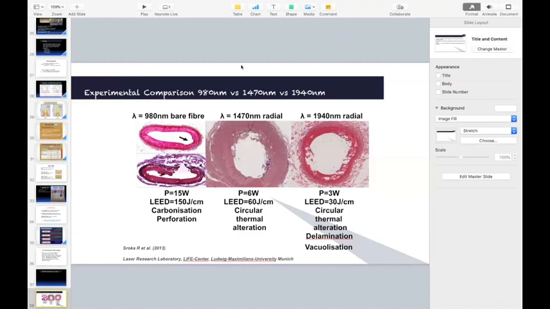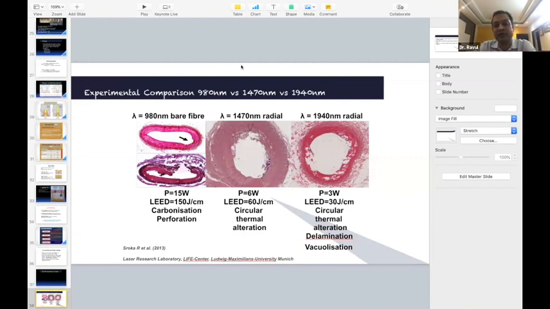Now, this was a study I got. It was Sroka et al., published in 2013. It's a very important study. It's one of very few studies published where they have done the comparison between 980 nanometers, 1470, and 1940 nanometers. In our setup, we are using all three lasers. I actually started with 810, then moved to 980, then 1470, and for 6 months we have been using 1940. So look into the basic diagram which they have put in the histological. I'm just presenting his study.